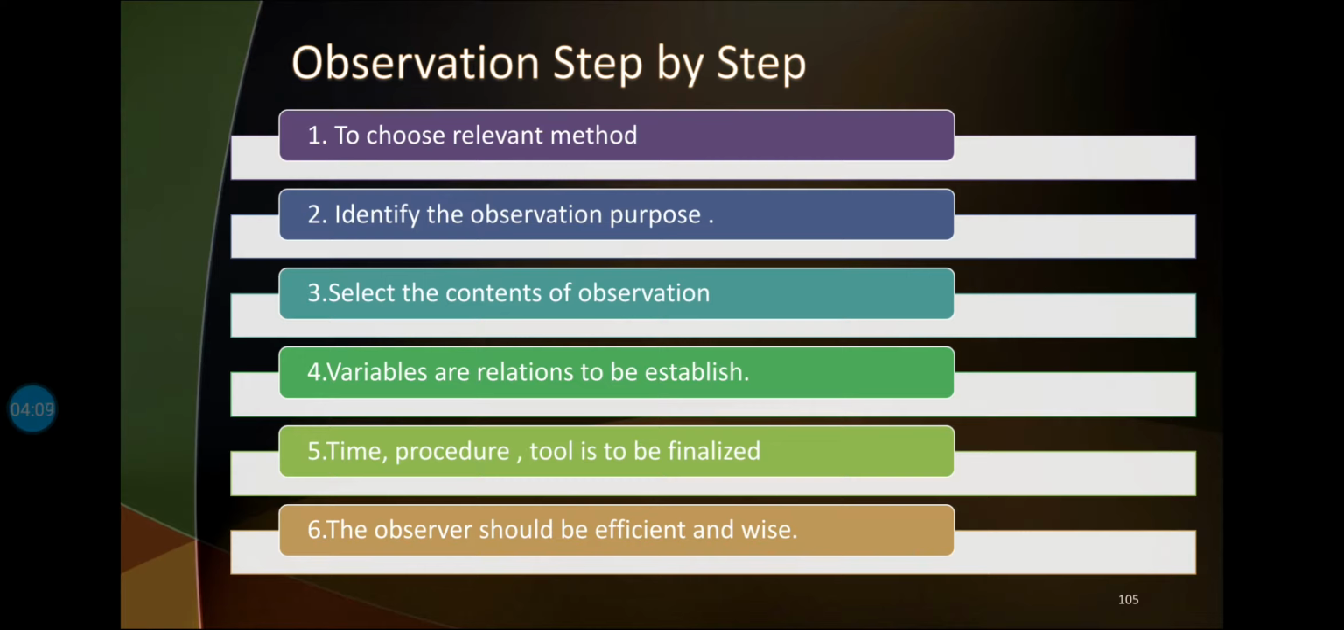Time, when you will be doing your observation. Procedure, how you will be conducting your observation, which tools you will be utilizing to do it. The observer should be efficient and wise enough. I will explain some examples related to the observation with the change in your research work. We will consider them one by one.